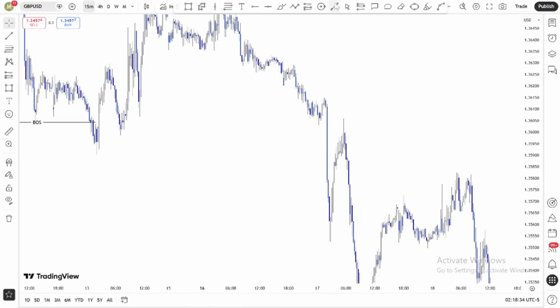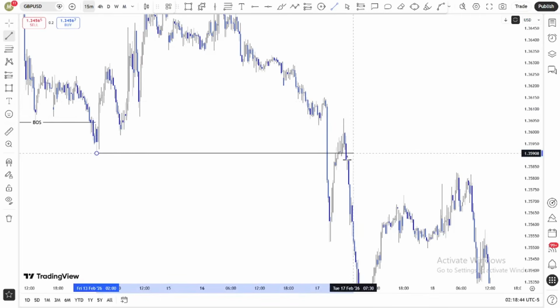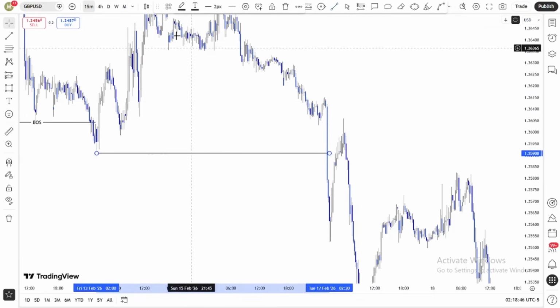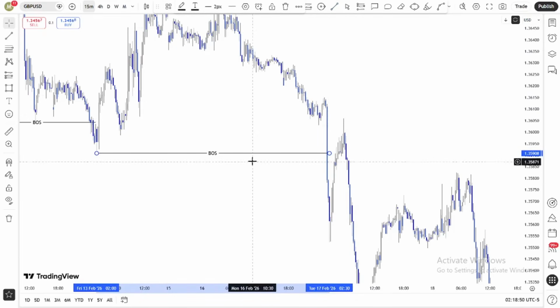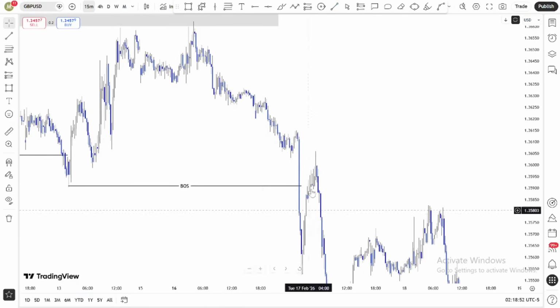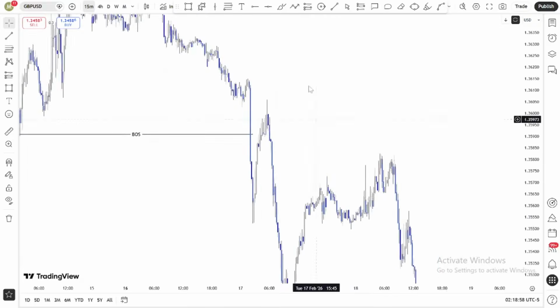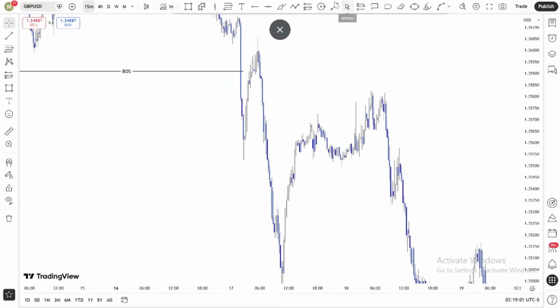The next break of structure was this one. You can see here we have this break to the downside, right? This retracement did not go all the way up to this level. It just came to fill up this gap here and expanded back to the downside, right?